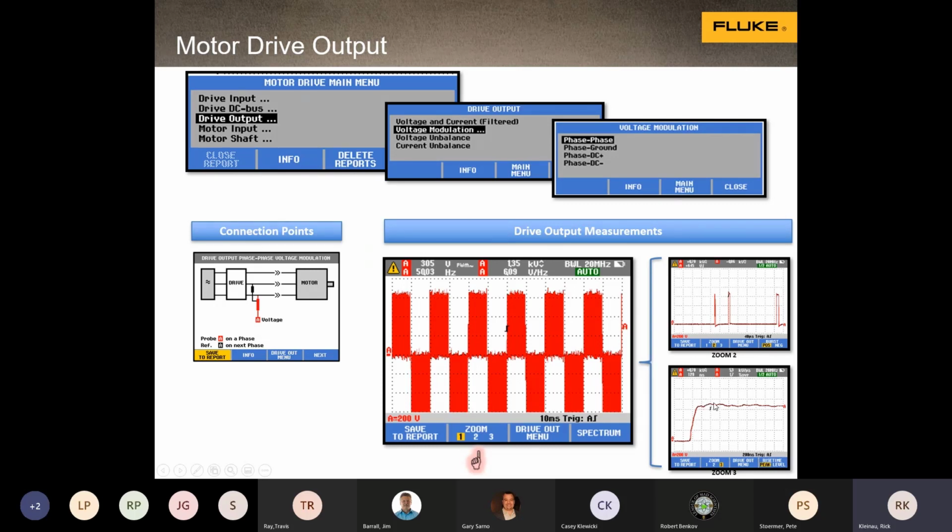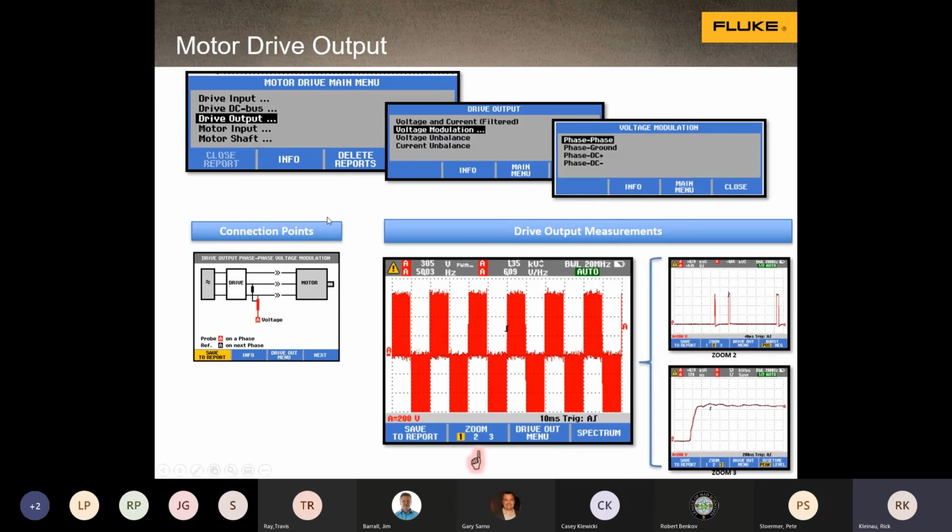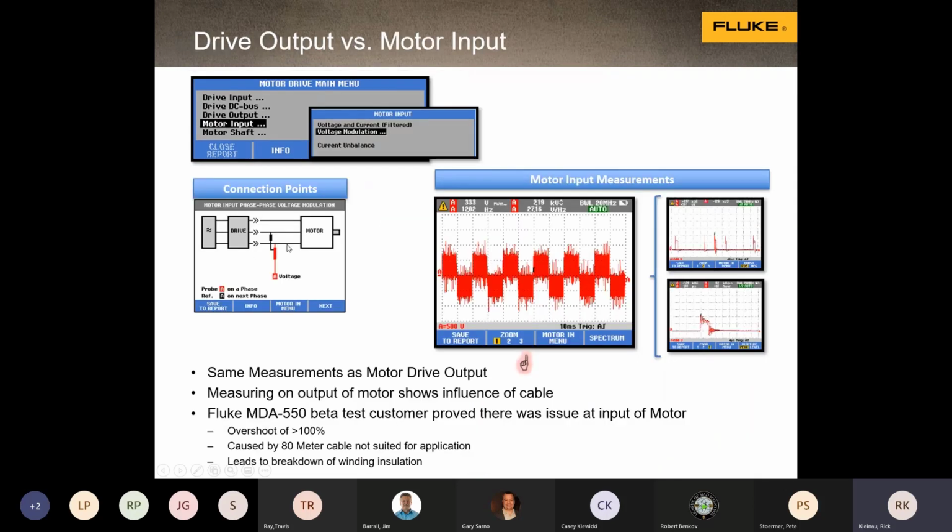Now, on this same application, and I wanted to be sure and point this out, on this same system, right? Here we're measuring at the drive, where the test leads are. Here we're measuring at the motor, making the same measurement, and you see some reflections. You see the little voltage spikes there. If you zoom in, you see the spikes.